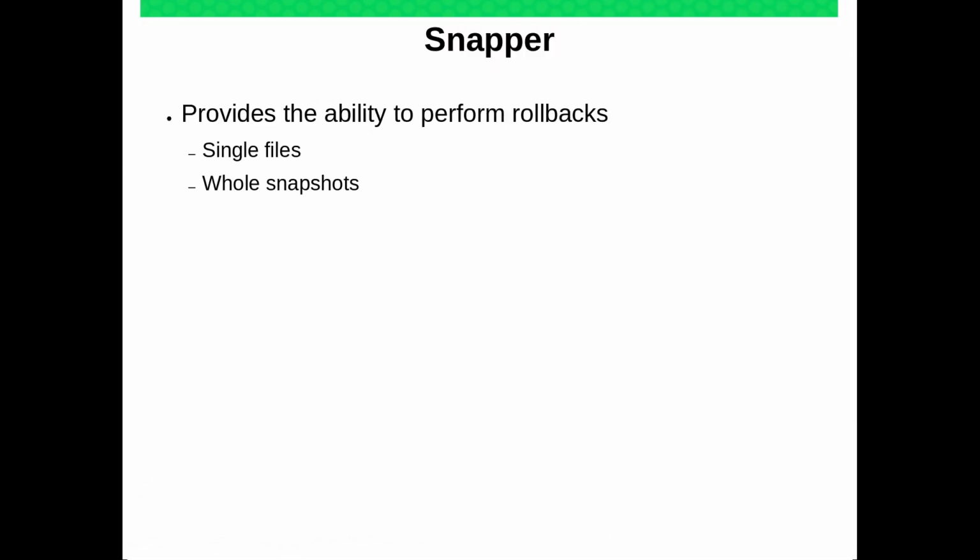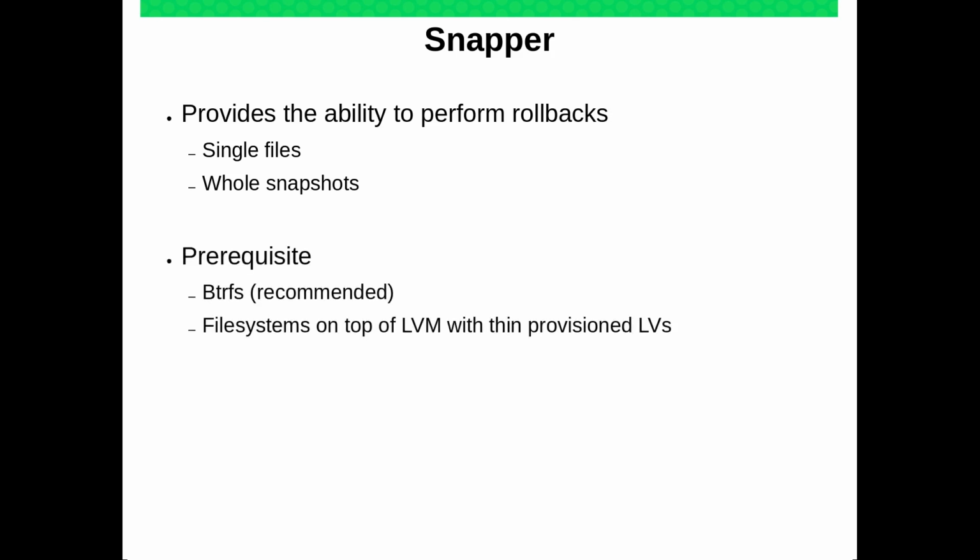Snapper is a tool that provides, given the right circumstances, the ability to perform rollbacks of individual files or an entire subvolume or file system. Now, there are some prerequisites for this. The Btrfs file system is the recommended file system to use on a SUSE Linux box if you're going to be using Snapper, although you can use LVM with thin provisioned logical volumes if you so choose.